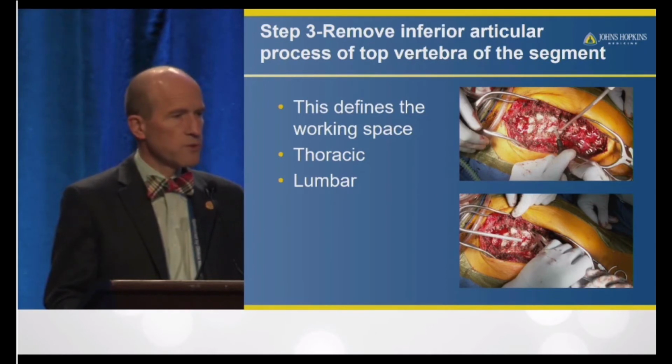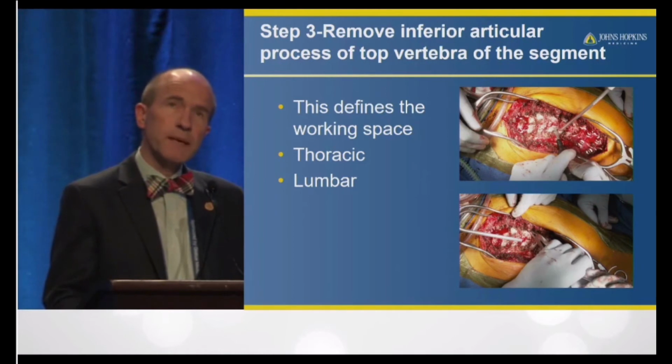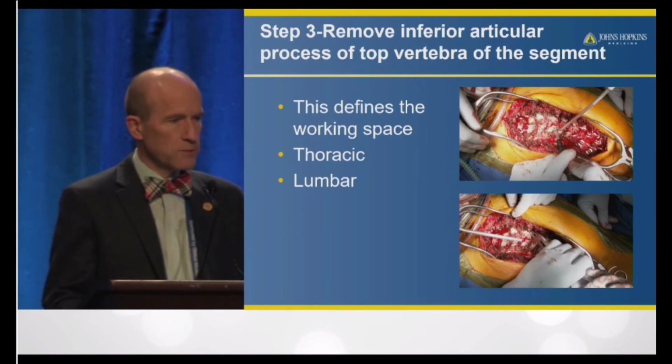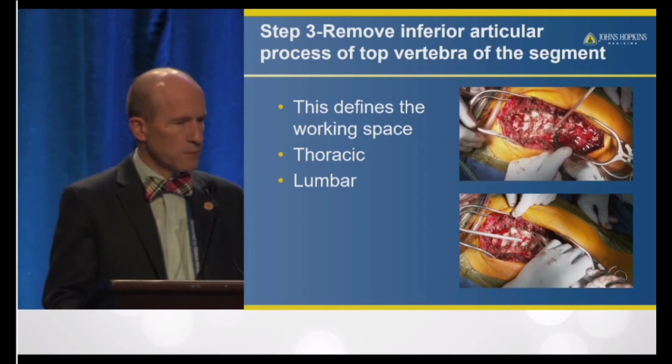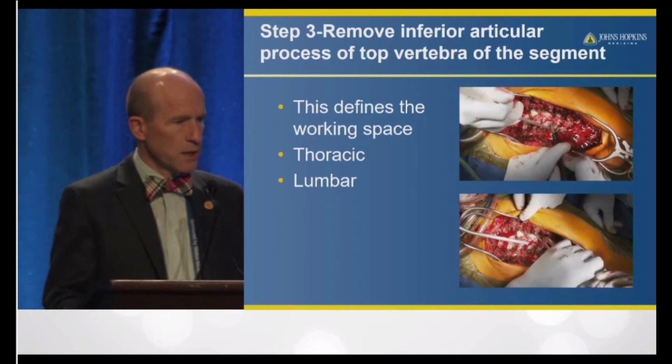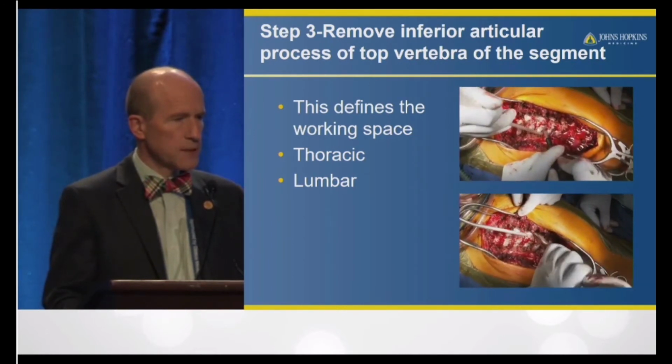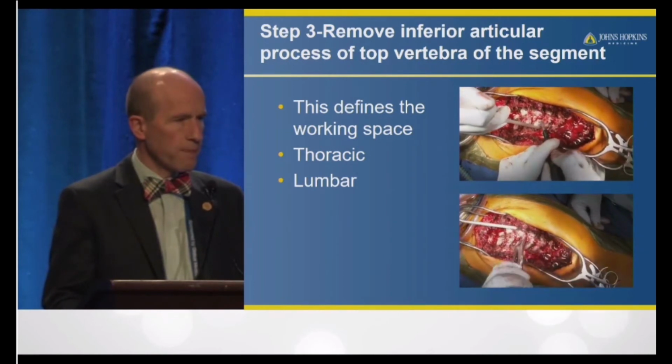Step 3 is to remove the inferior articular process of the top segment, which defines your working space and the amount that you can shorten the column if necessary if you're doing a kyphosis correction. And this is done a little bit differently in the thoracic spine than the lumbar spine, either with a bone scalpel or with a rongeur, as you can see in the bottom segment. Take a wide piece out of that.